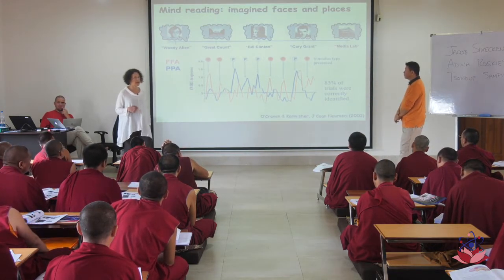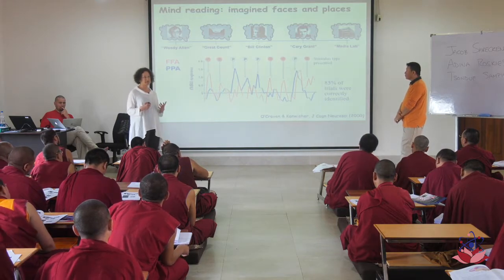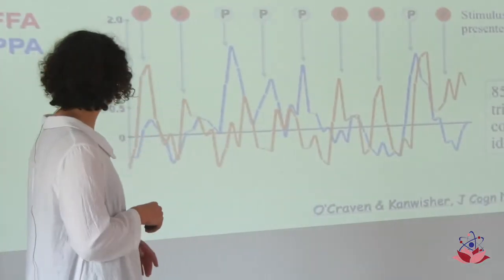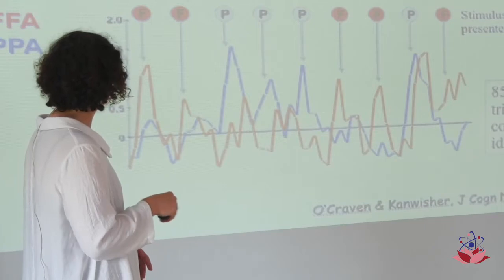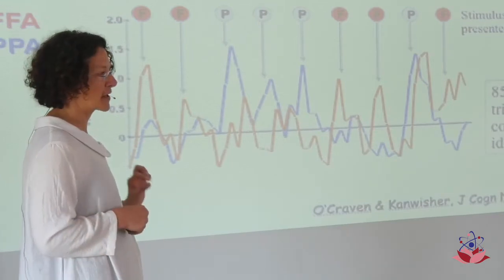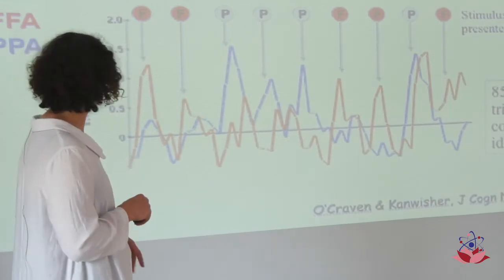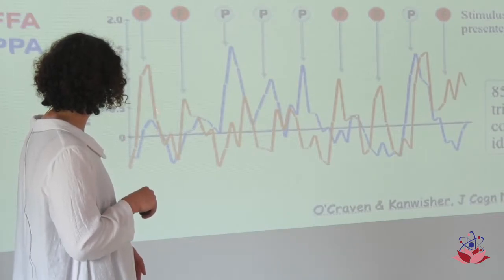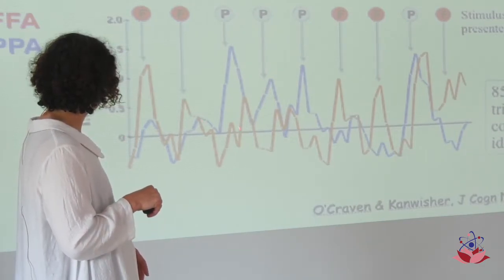And then they looked at the response from the scanner, from the fMRI signal over time, and they looked at these two areas, the face area and the place area. And so the red line shows you the activity in the face area.